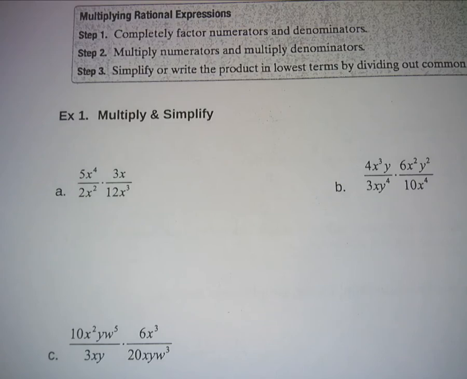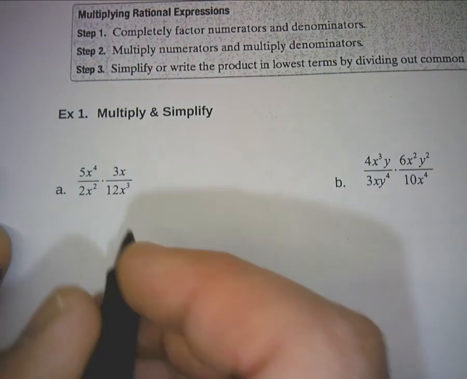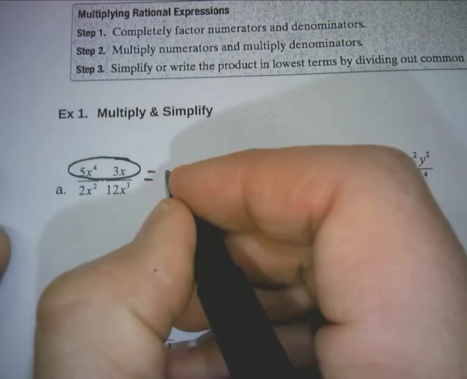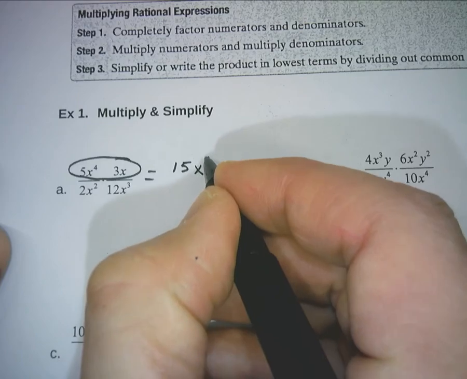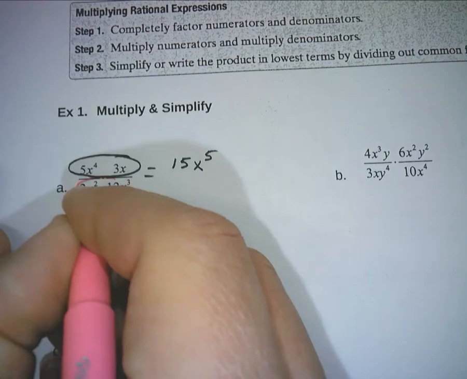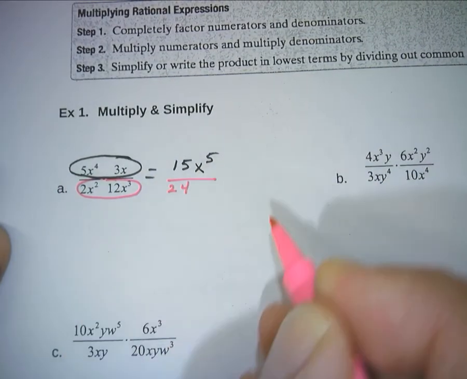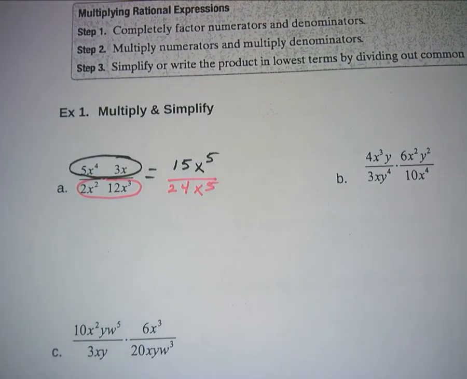All right, here we go, ladies and gentlemen. One way we can do this, with monomials here, I'm multiplying. You can multiply all the tops together. 5 times 3 is 15. X to the 4th times x, we add those exponents, that's x to the 5th. This is one technique. We multiply across: 2 times 12 is 24. X squared times x cubed is x to the 5th, adding exponents.